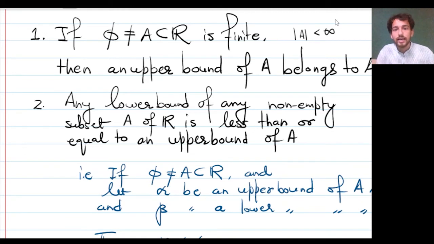Then in that case, the upper bound for that set will always belong to that set. You have to understand and prove this result. If your A is a finite set, some finite set on the real line, then its upper bound will always belong to that set.